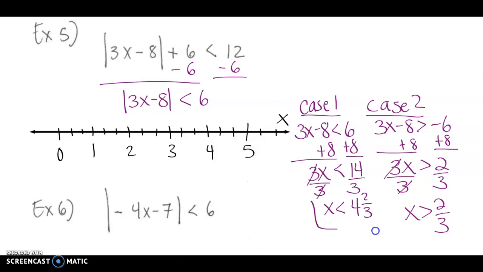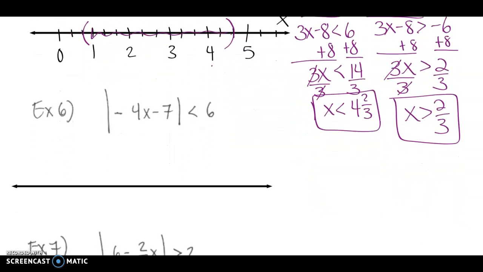So for this first part, x is less than 4 2/3. Well, here's 4 and then 1/3 and 2/3. So less than 4 2/3 means it's not included, so it's a round parenthesis and it's facing towards the left. And then the second part, case 2, it's all the values of x greater than positive 2/3. So here's 1/3, here's 2/3, so I'm going to put a parenthesis that way, and any number in this region is a solution to the initial absolute value inequality.